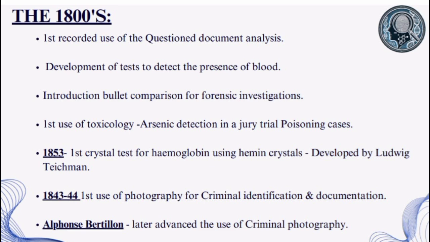Next, the 1800s. This period of time brings substantial progress. In this period, the first recorded use of questioned document analysis was done. A test to check for the presence of blood was also developed, along with blood comparison. The first use of toxicology in a jury trial, which was arsenic detection, was done. The first crystal test for hemoglobin, using Teichmann crystals, was the first microscopic crystal test, done in 1853 by Ludwig Teichmann. Also came the first use of photography for identification of criminals and their documentation.